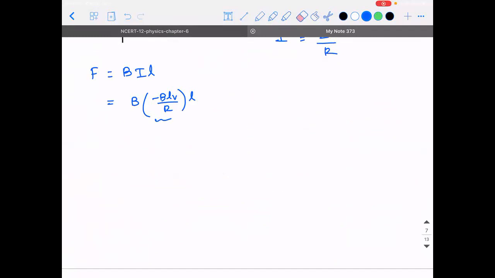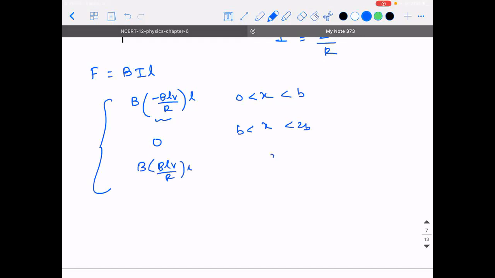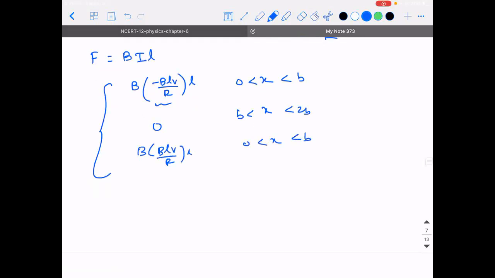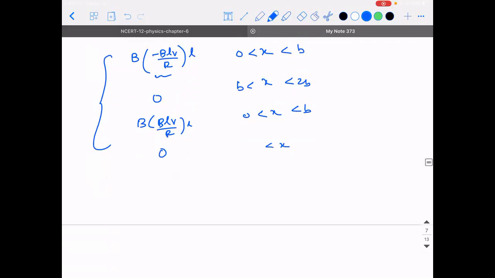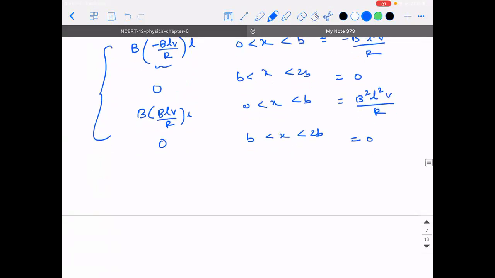So this will be the value of force between which 2 points? When the value of x is greater than 0 and less than B. 0 when x is greater than B, less than 2B. B into BLB divided by R into L for the value of x greater than 0, less than B, and 0 for x greater than B and less than 2B. So what will happen is this will be minus B square L square V divided by R, 0, B square L square V divided by R, and this is also 0.